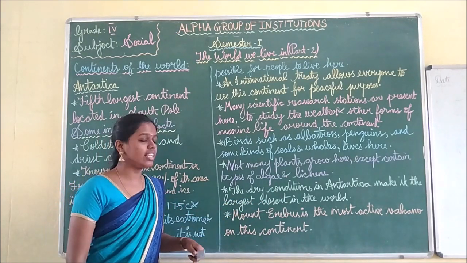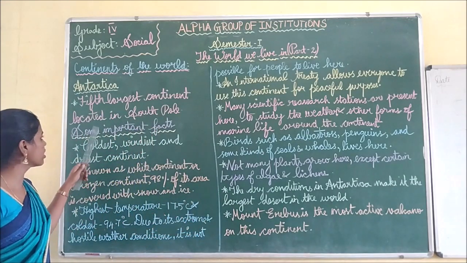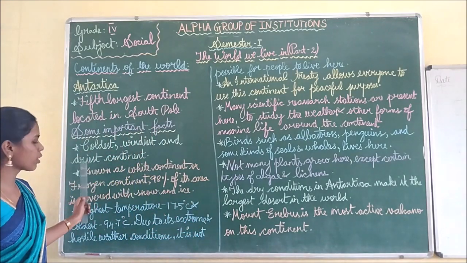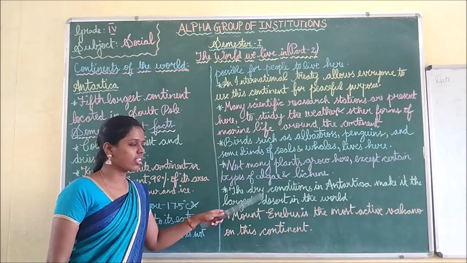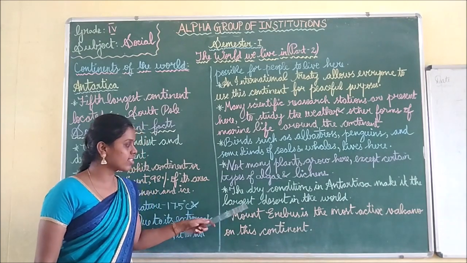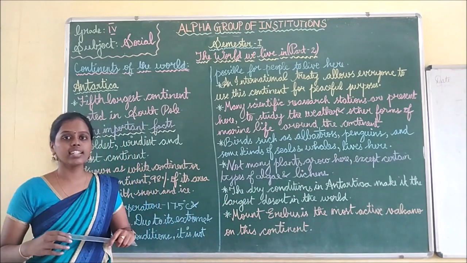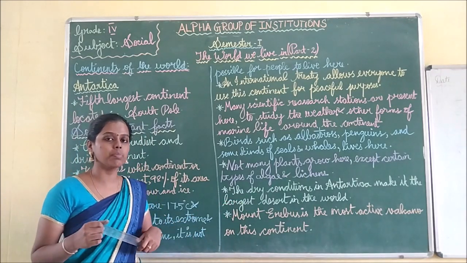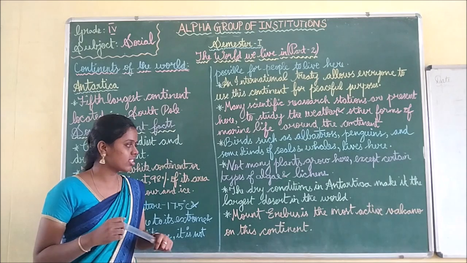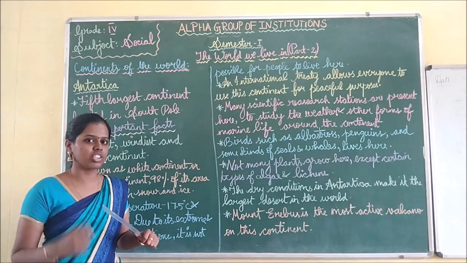Because of this dry condition, we saw that it is the driest continent. It is the world's largest desert. Okay, Antarctica is the world's largest desert because of its driest condition.